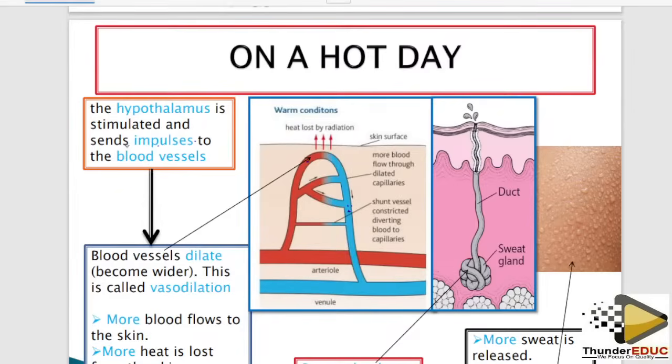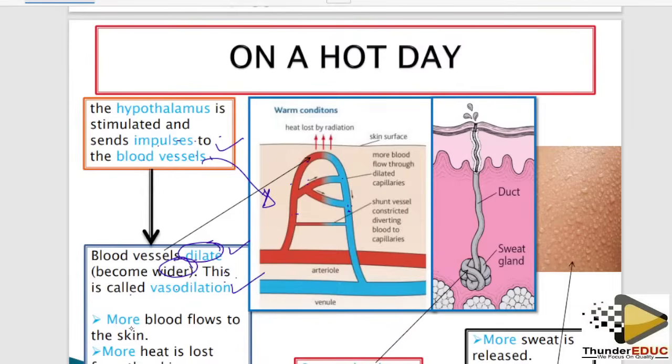Yes, it sends the impulse to the blood vessels. Meaning that the hypothalamus is going to send the impulse to these blood vessels. What will happen to the blood vessels? The blood vessels will dilate. They will become big. The blood vessels of the skin will become wider. This is called vasodilation. Guys, listen carefully. You're saying that the hypothalamus is stimulated and sends the impulse to the blood vessels. That's a mark. The blood vessels will dilate. That's a mark. This is called vasodilation.